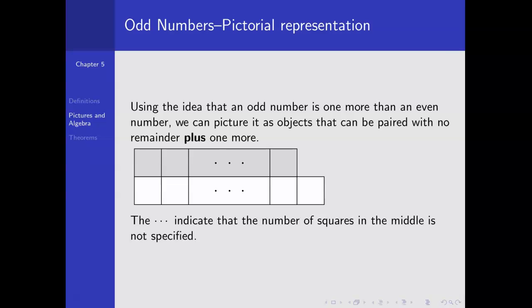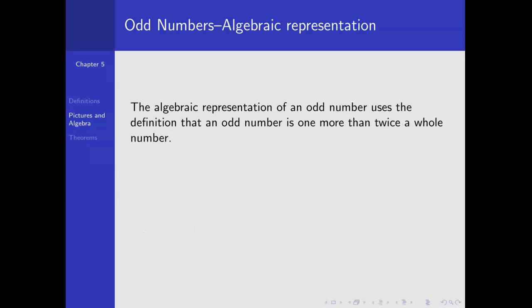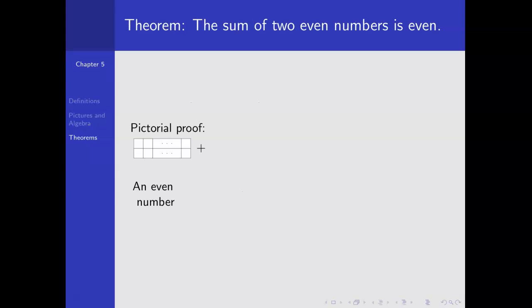And again, the dot dot dot indicate that the number of squares in the middle is not specified. So this represents just any odd number. The algebraic representation of an odd number uses the definition that an odd number is one more than twice a whole number. So an odd number is 2 times L plus 1, where L is a whole number. And this is what we'll be using when we're using the algebraic representation when we're doing our proofs. And that will be in both the handout and presentation today and in your homework.